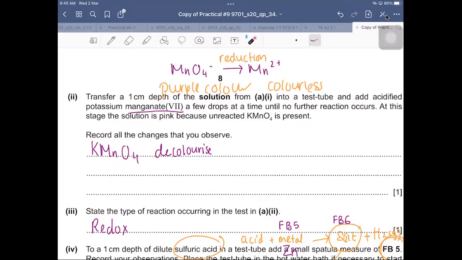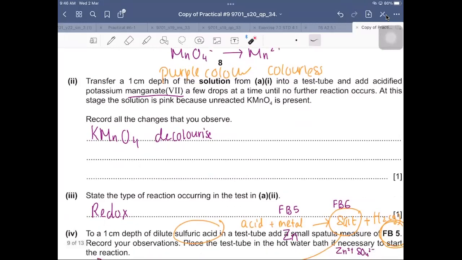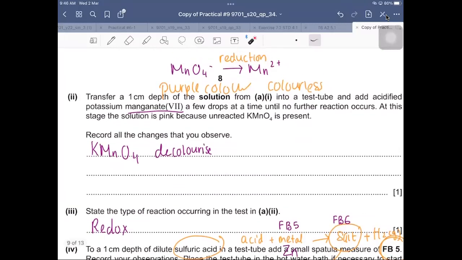The solution is meant to turn purple because potassium manganate is purple originally. If you see the potassium manganate in the purple color turning colorless, that is an observation. Purple decolorizes or purple turns colorless, which is the expected observation that we have here.